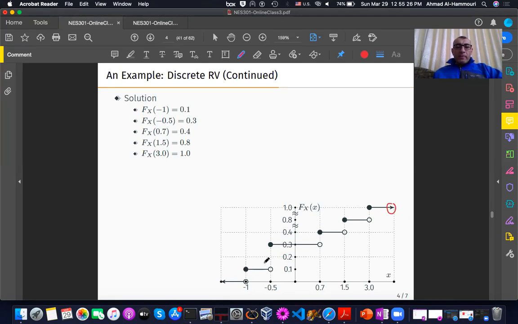Or steps. Stairs or steps. Okay. All discrete random variables, all discrete random variables without any exceptions, their CDF plot is going to be a staircase. Okay. This is the first point. Second point: what makes one discrete random variable different from another discrete random variable is the number of steps.